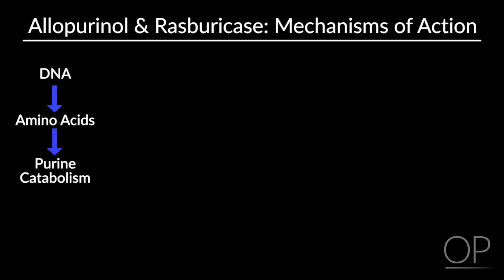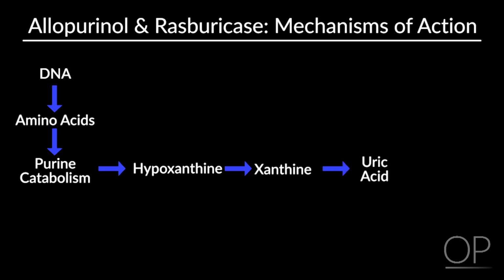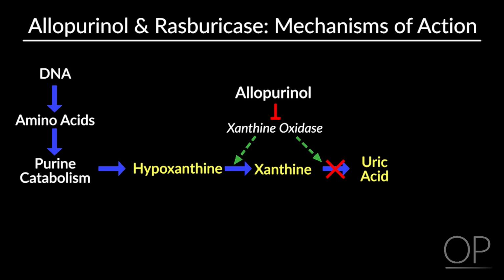So let's take a brief review of the mechanisms of action of working with allopurinol and rasburicase. So as I mentioned earlier, as the DNA is being broken down, that's getting converted into all your different nucleic acids. And so from there, the purines in particular will be broken down into hypoxanthine, and from hypoxanthine to xanthine, and then to uric acid. And so it's during this phase here, going from hypoxanthine to xanthine to uric acid, for which we can use a medication called allopurinol. It acts on xanthine oxidase, which then prevents formation of uric acid.